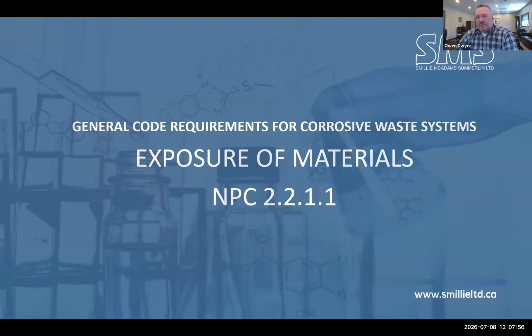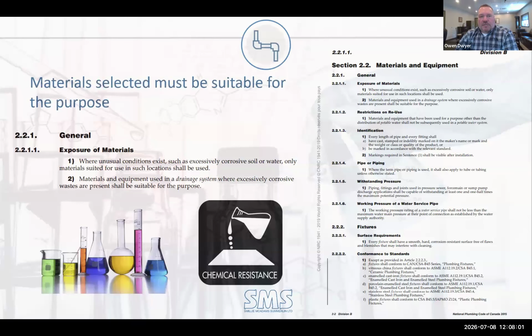So when it comes to corrosive waste with respect to our code, what does it say? The first part you could find in 2211. What it's talking about in the second point here is that materials and equipment used in a drainage system where excessively corrosive wastes are present shall be suitable for the purpose. Right there, again, it looks very wordy. On the right-hand side is the code section I'm referencing. But you're not going to just put anything willy-nilly into these systems.